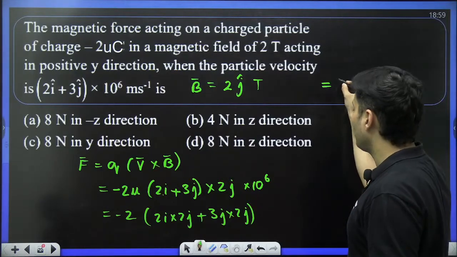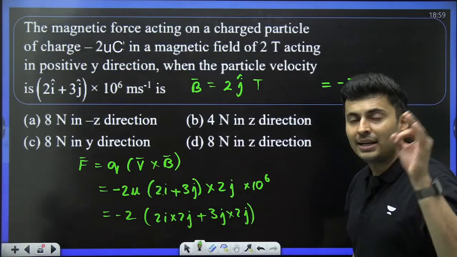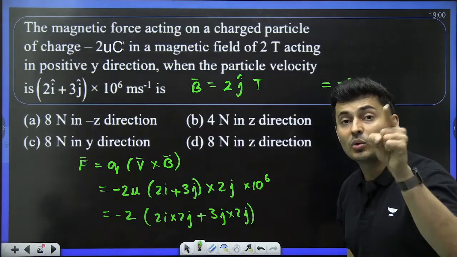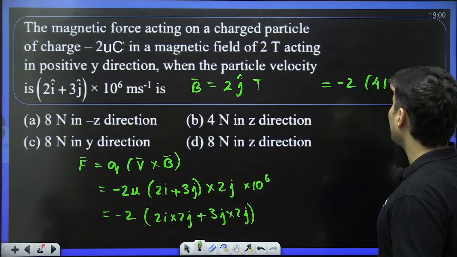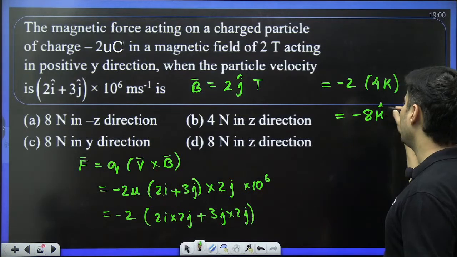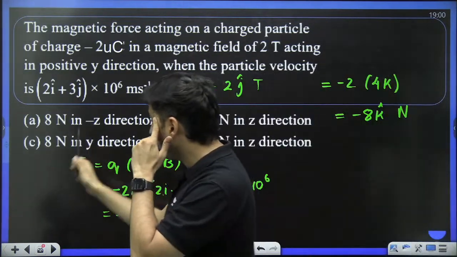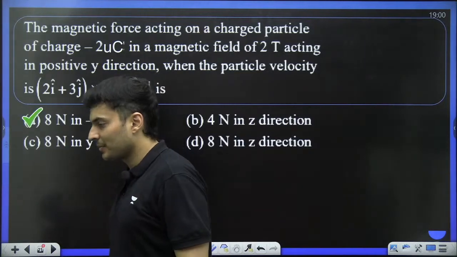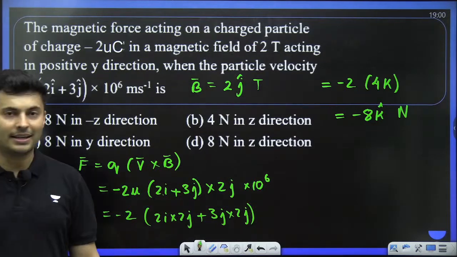I am just left with -2 into 2i into 2j. 2i into 2j is 2 2s are 4. i into j is k. So basically it will be 4k cap. So this will be -8k hat. What is it? Newton. So -8k hat, that means 8 Newton in the negative z direction. Yes, option A for Ames. That's the correct answer.